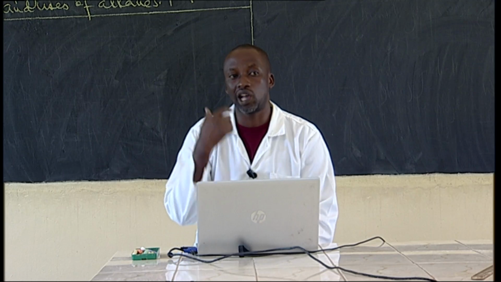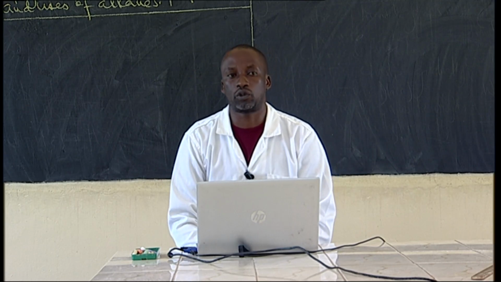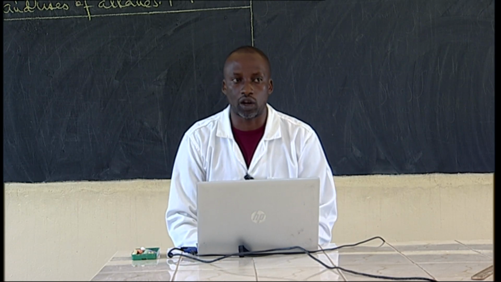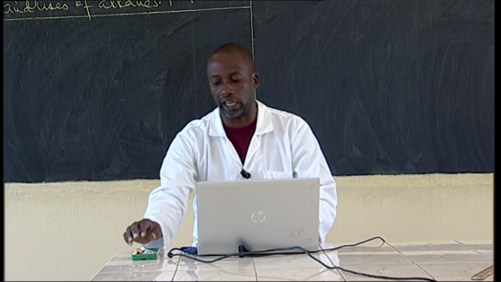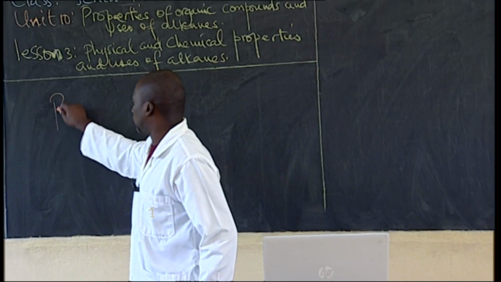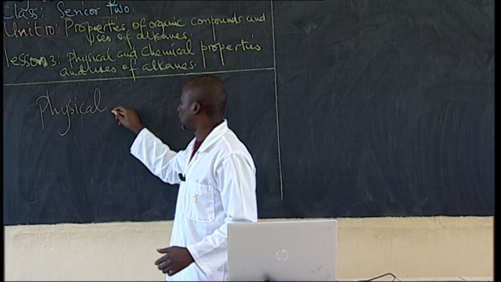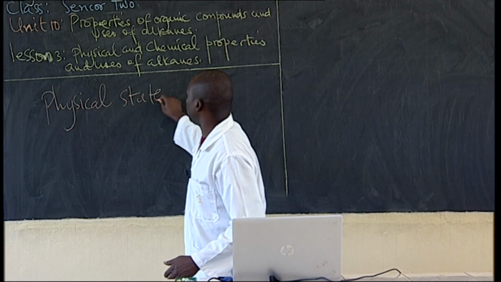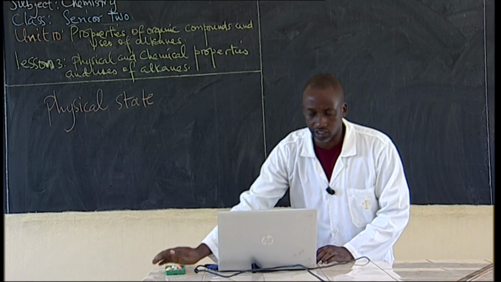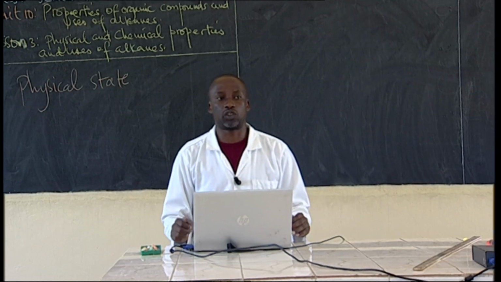And before we look at the physical properties, because we always refer to those compounds that we looked at, what is the first physical property that we are looking at? We look at the physical state. How does the compound exist? Is it a gas? Is it a liquid? Is it a solid? In which state of matter does it exist? We are referring to the alkanes.